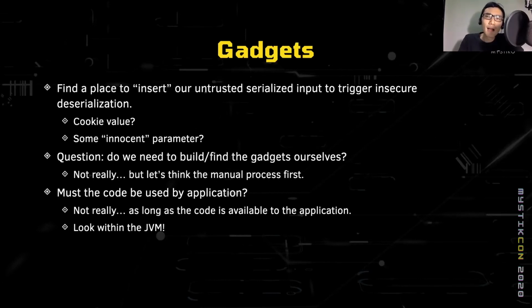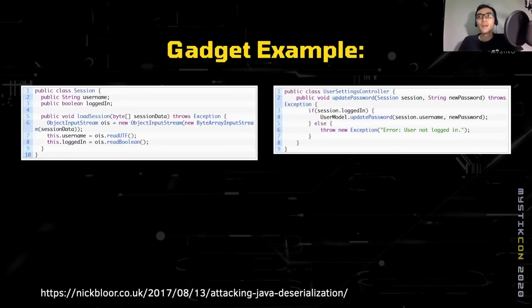Without further ado, let's talk about a very simple example of a gadget chain. Here, I took this example from another writer that talks about Java deserialization. You can see the URL at the bottom of the slide. They provide quite a friendly explanation behind gadget chains. So let's look at it.